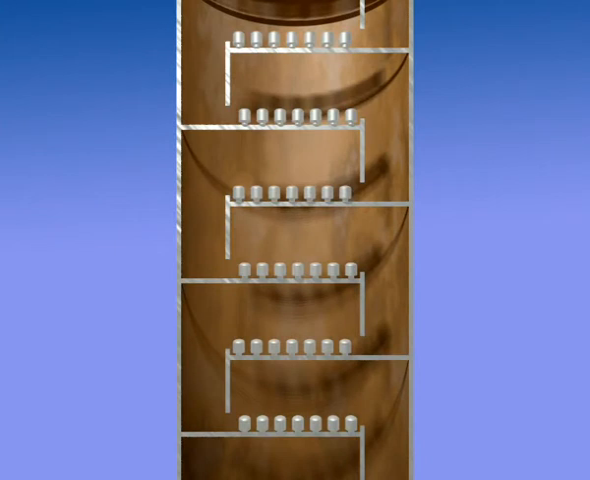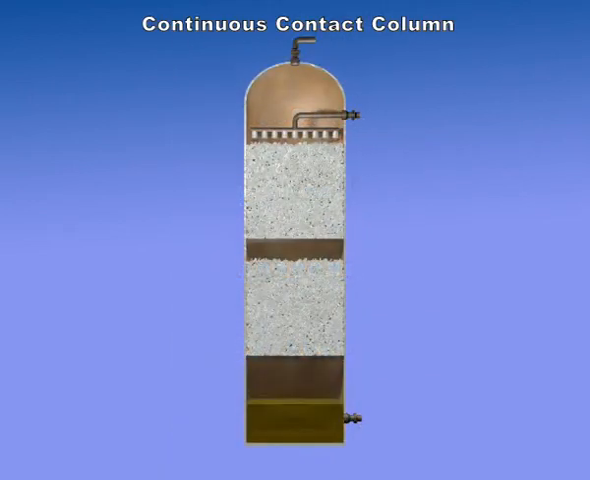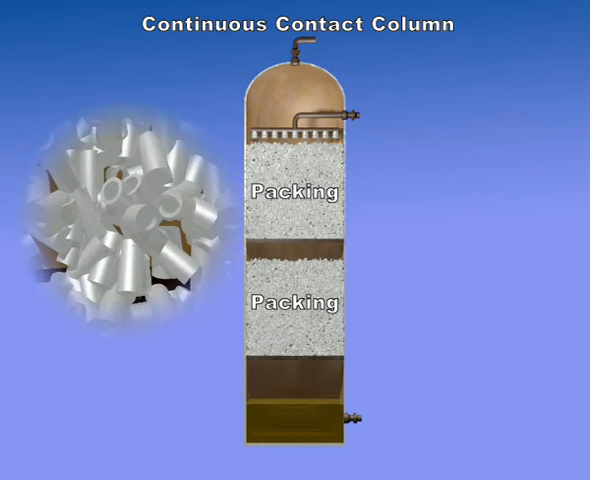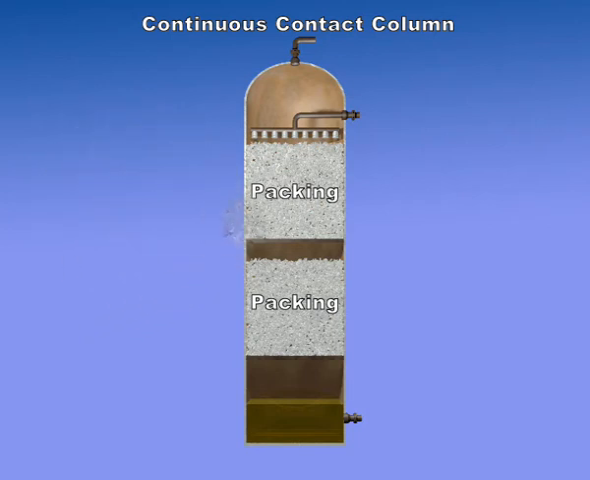The tray designs discussed are part of staged contact columns. The contact between liquid and vapor occurs in stages at each tray. A continuous contact column doesn't use trays, but a packing material to allow for contact throughout a complete section. The packing provides a large area for contact, while increasing efficiency of the separation process for the same column height. Therefore, packed columns can be designed to be shorter to achieve the same result as tray columns.